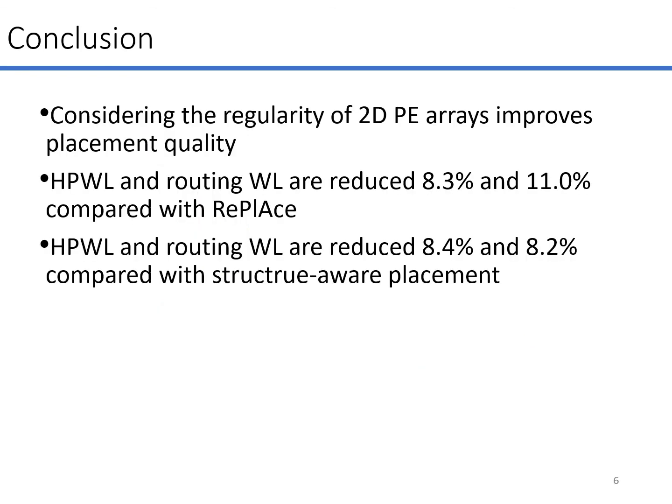Here are our conclusions. We found that considering the regularity of 2D arrays improves the placement quality. Using our method, half-perimeter wirelength and routing wirelength are reduced by 8.3% and 11.0% compared with RePlAce. And half-perimeter wirelength and routing wirelength are also reduced by 8.4% and 8.2% compared with structure-aware placement.